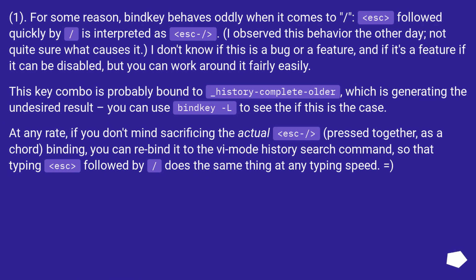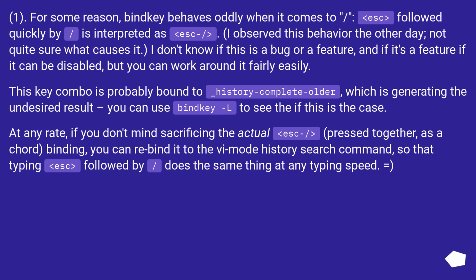One. For some reason, bindkey behaves oddly when it comes to slash and <Esc>/, followed quickly by /, is interpreted as <Esc>/. I observed this behavior the other day, not quite sure what causes it. I don't know if this is a bug or a feature, and if it's a feature if it can be disabled, but you can work around it fairly easily.